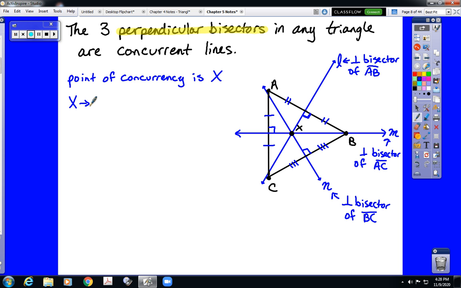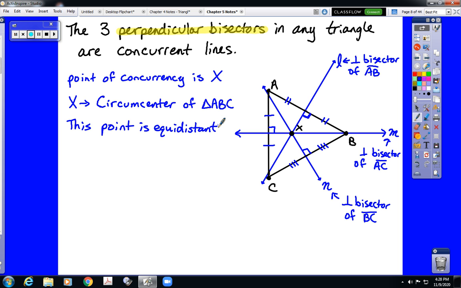X is called the circumcenter of triangle ABC. Now, the circumcenter is important because it has a property. The circumcenter X is equidistant, which is fancy talk for the same distance, from all 3 vertices of the triangle.